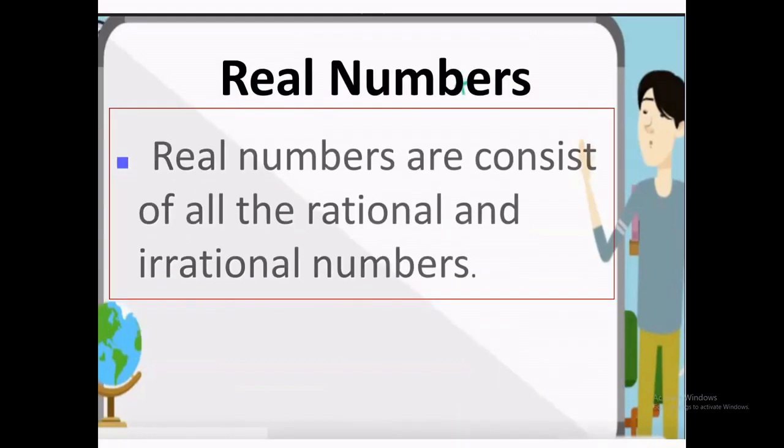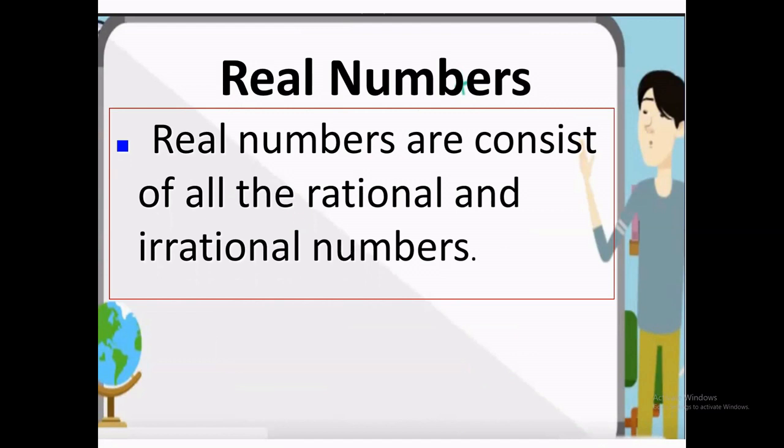Real numbers. Okay, so as we know, it consists of rational and irrational numbers. If the numbers are not real, they might be complex numbers or imaginary numbers.